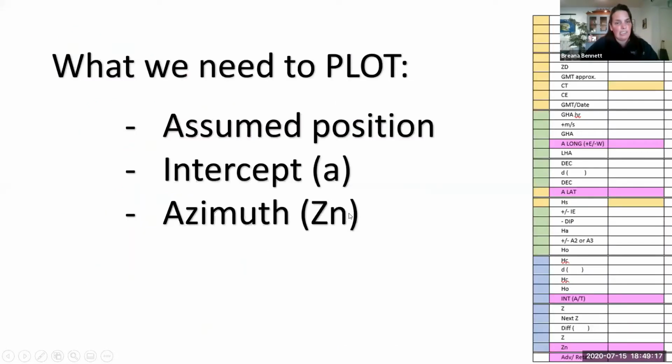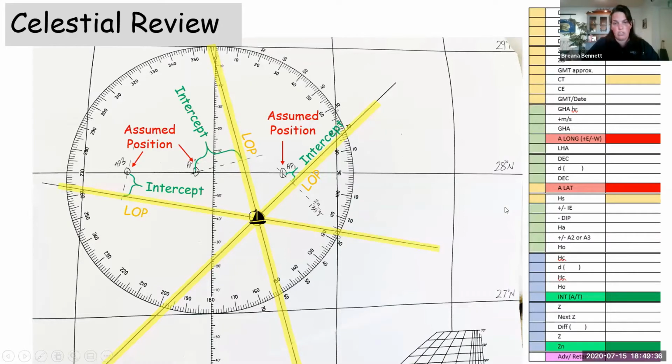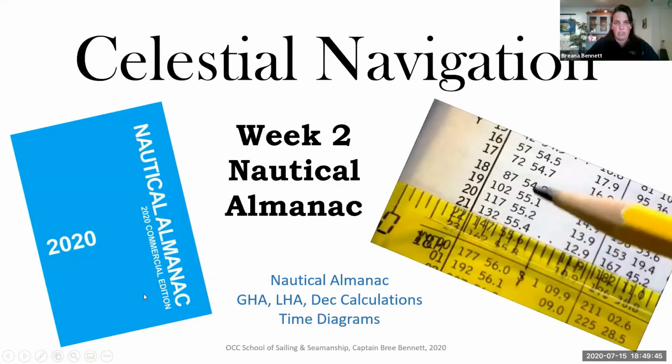So again, the things we need to plot are assumed position, which happens in our nautical almanac area, and then our azimuth and our intercept, which happens in the Pub 229 area of the site reduction form. And I had shown you this one, but same thing. Okay, I'm going to stop the share.